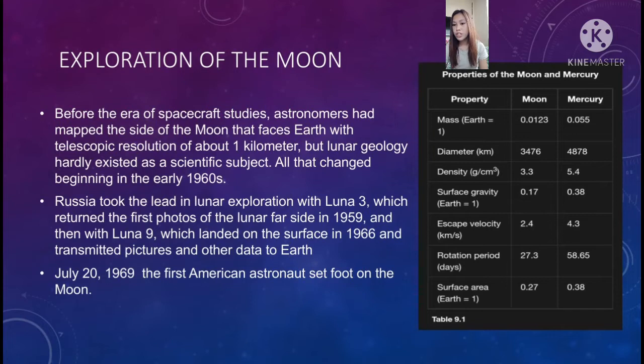Initially, Russia took the lead in lunar exploration with Luna 3, which returned the first photos of the lunar far side in 1959, and then with Luna 9, which landed on the surface in 1966 and transmitted pictures and other data to the Earth. However, these efforts were overshadowed on July 20, 1969, when the first American astronaut set foot on the moon.